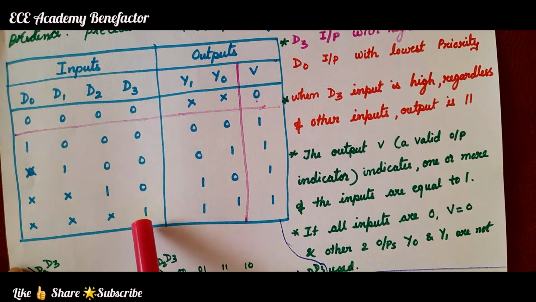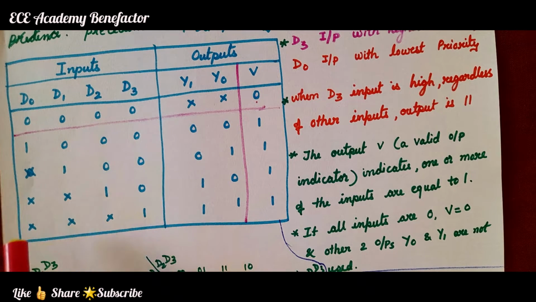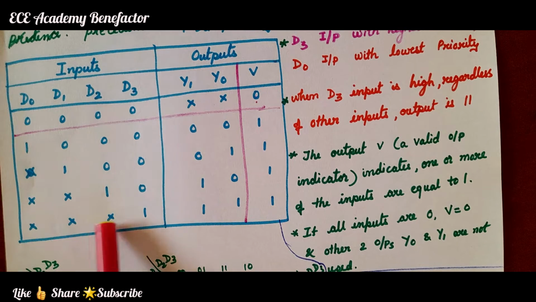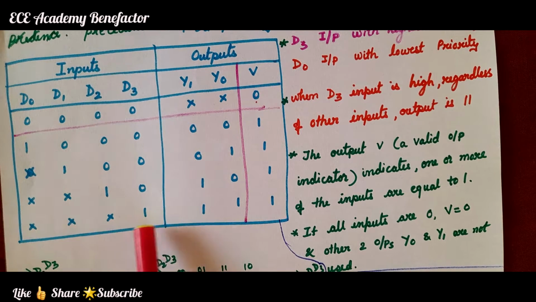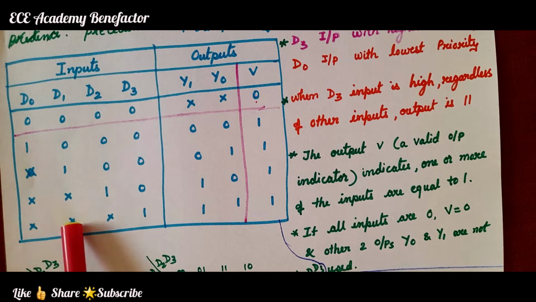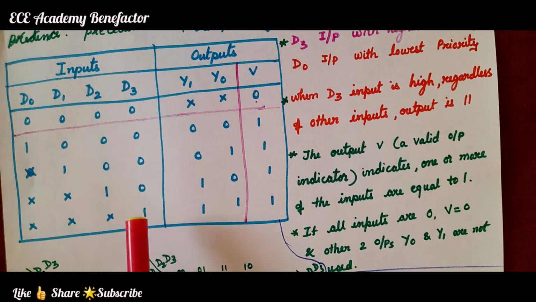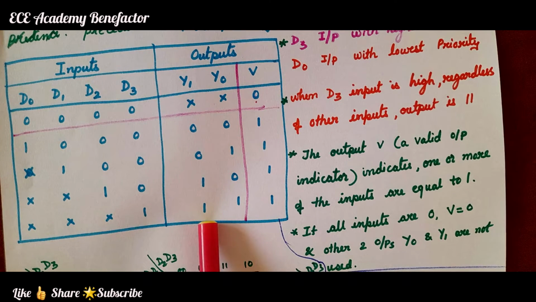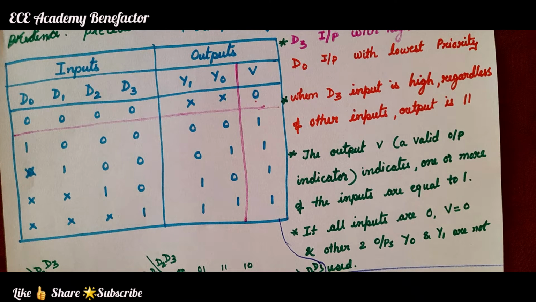So when D3 is high and it is having the highest priority, even if the others are made 1, 1, what should be the output? The output will be based on D3, that is, the output will be set to 1, 1. So D0, D1, D2 are made don't care. We are least bothered about whether their value is 0 or 1, because when D3 is high, the output is going to appear based on the D3 value only. I hope this truth table is clear to all.